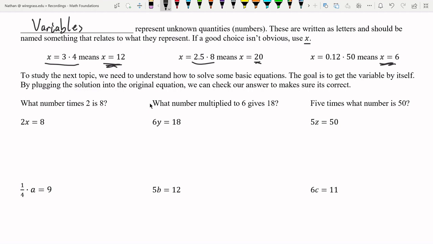Now, not every time do you have to do a process of solving for a variable. You can actually just guess, right? Here we have what number times 2 is 8. So what times 2 is 8? Well, that is just 4. x equals 4.